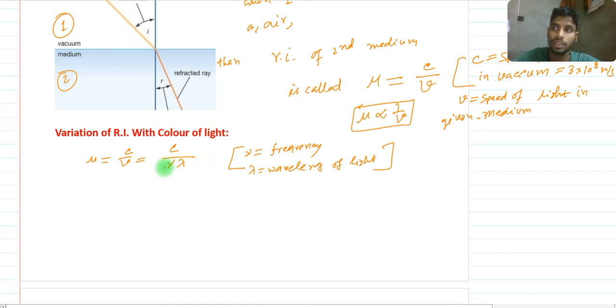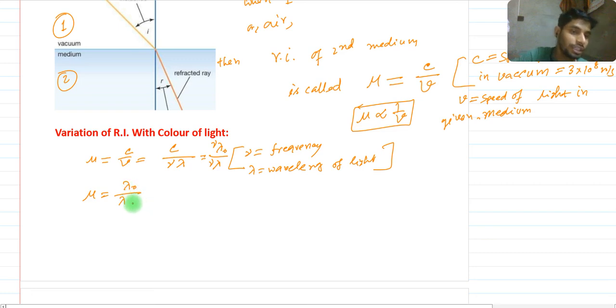For green light, it has a particular frequency. For red light, it has a particular frequency. For yellow light, it has a particular frequency. But lambda varies with medium. Also, C can be written as nu lambda naught, where lambda naught means wavelength in vacuum. So mu can be written as lambda naught by lambda.